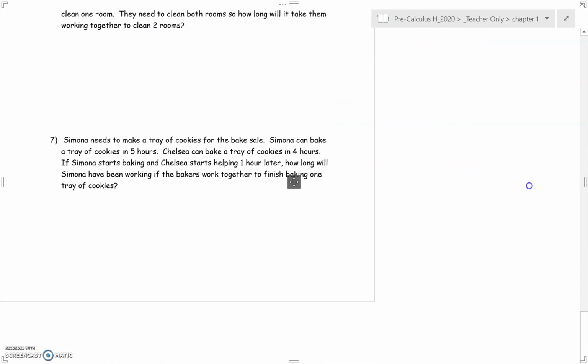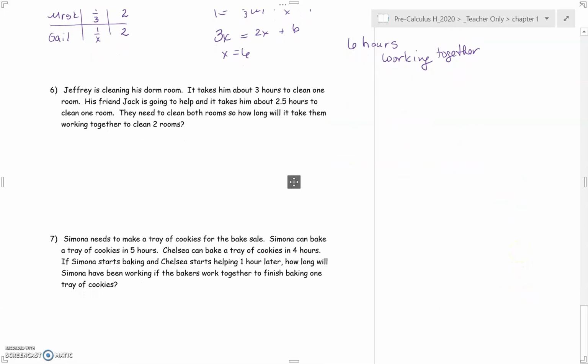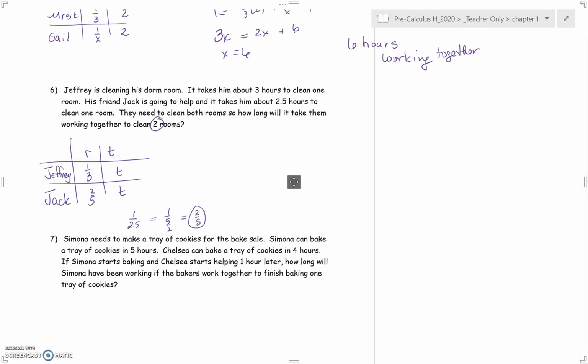All right, so we have 2 examples left. Let's go ahead and try number 6. Pause the video, see if you can fill in the table for the rate and the time for Jeffrey and Jack. Okay, so notice it takes Jeffrey 3 hours, so his rate would be 1/3 because he has 1/3 of the room per hour. Where Jack, his rate is 2/5 because it's 1 over 5 halves, because 2.5 is 5 halves. 1 divided by 5 halves is 1 times 2/5. So we end up with 2/5.